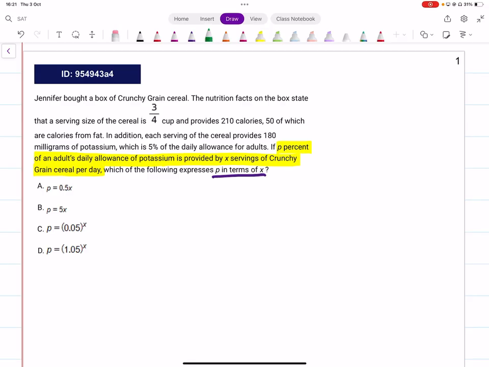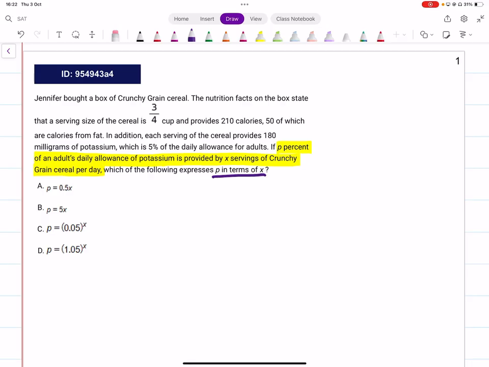The serving size of the cereal is 3/4 cup and provides 210 calories, 50 of which are calories from fat. Now that looks like a lot of irrelevant information. The upper numbers like 3 over 4 cup, 210 calories, 50 of which are from fat. We're not really interested in all of that. That's just additional information to confuse you. Yes, that's basically to confuse you because it does not really make any sense.